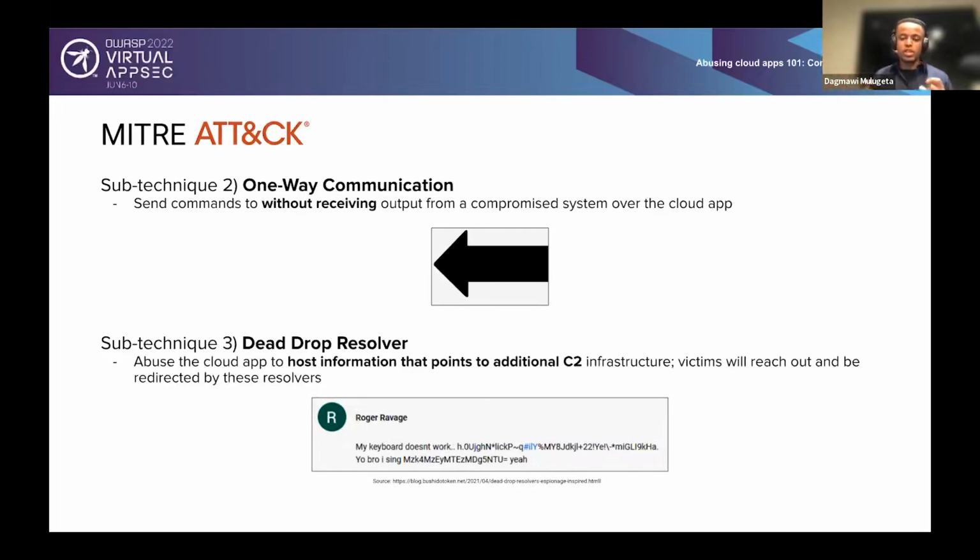Here you can see a YouTube comment, right? This is an instance of a dead drop resolver where the attacker has left a message that says, my keyboard doesn't work, some gibberish. But then at the end of the second line is a base 64 encoded endpoint that the compromised system will pull down, decode, and then reach out to for additional commands.